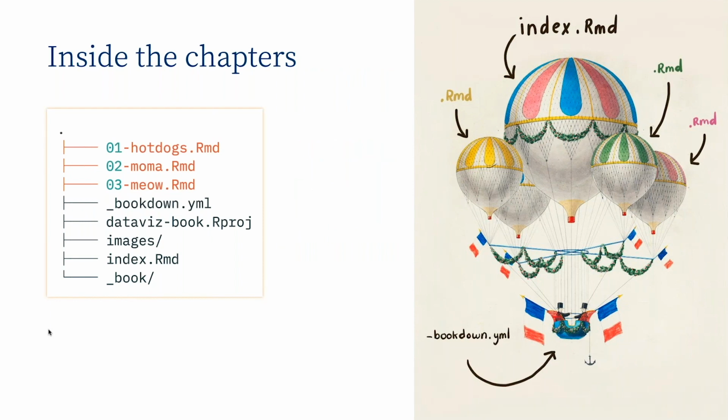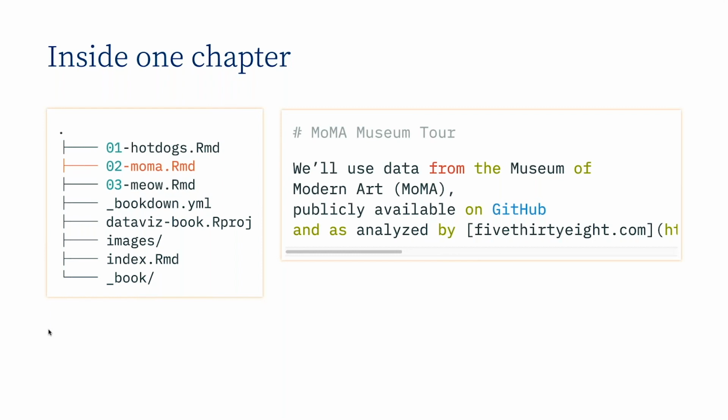And the chapters themselves, I have 3 of them here in addition to the index.rmd. Those are each separate R Markdown files, but with one major change. And that is that each of these chapters has to begin with a level 1 Markdown header. So here you see #MoMA Museum Tour. Each of these chapters has to start with that.